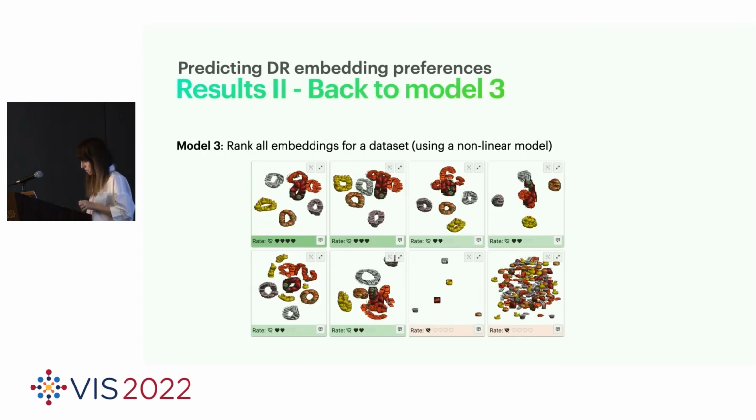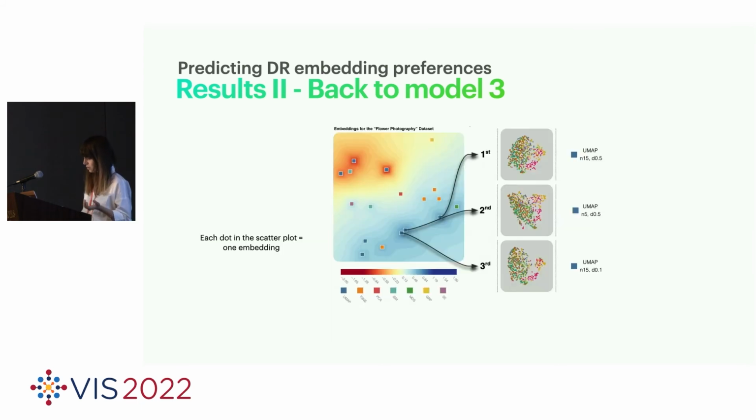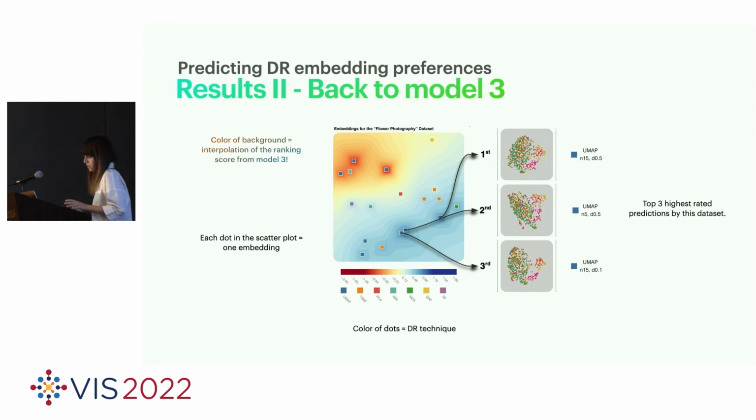So going back to model 3, one extra thing it outputs is a score that tells you how good, from a qualitative perspective, the embedding is. So it's not just whether it's more preferred than others, but absolute quality. So we took this and made a really cool visualization where each point in the scatter plot is one embedding, and each color of the dot is a dimensionality reduction technique. On the left-hand side, you have the top 3 highest rated predictions in this data set. And the color of the background is an interpolation of the ranking score obtained from model 3.